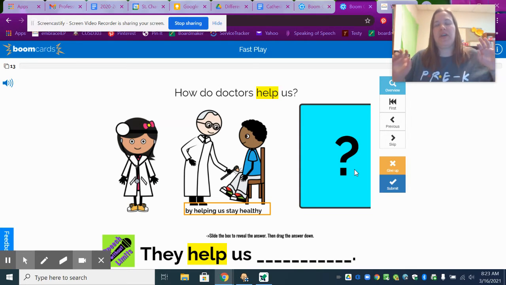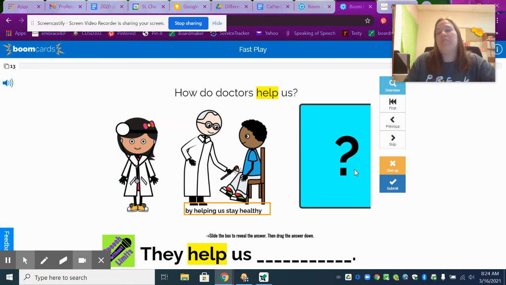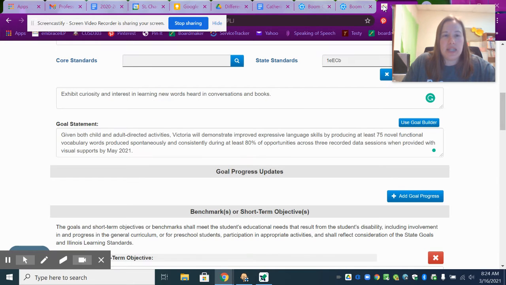So a lot of the exposure of the why is provided by me, the SLP or the teacher, but they're understanding that all these different people help. And we have to use the word help to communicate. So my success criteria is a data sheet that I have right here. I know it's probably hard to see, but I will show you an example of one of the goals that is on there. This is one of the students' goals that I'm working on in this lesson.